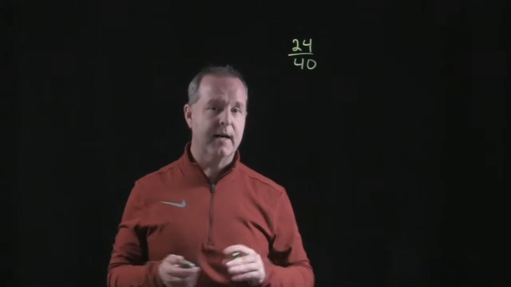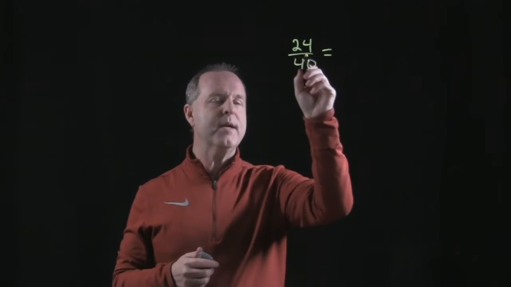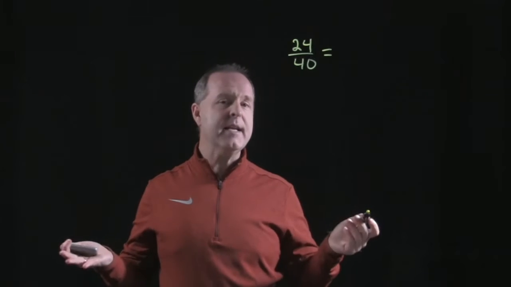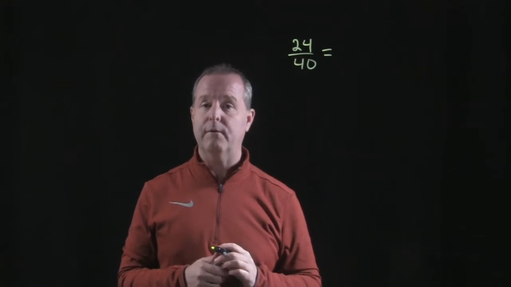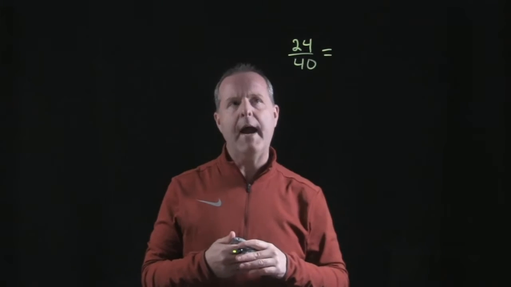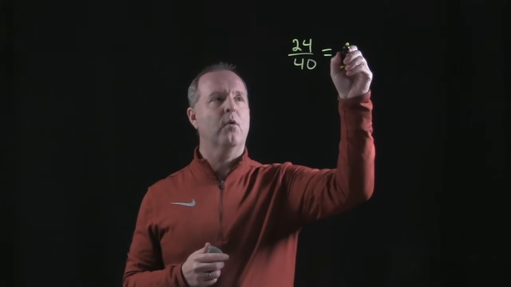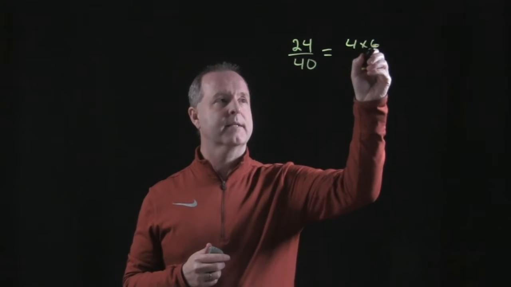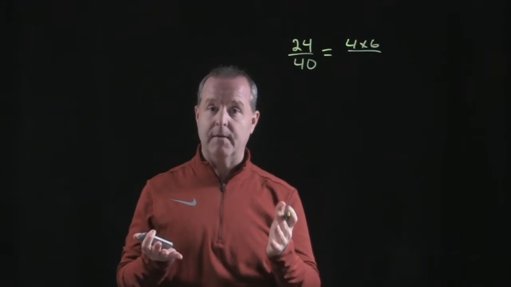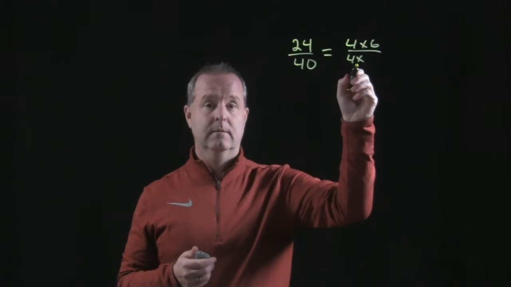Well, there's, again, several ways to do that, but one way I like to think about it is, can I rewrite these as factors? Can I think of any number that goes into both the 24 and 40? May not be the highest, but it could be. Well, I know that 4 goes into both of those. So maybe I'll rewrite 24 as 4 times 6. I know that 40 also has a factor of 4: 4 times 10.